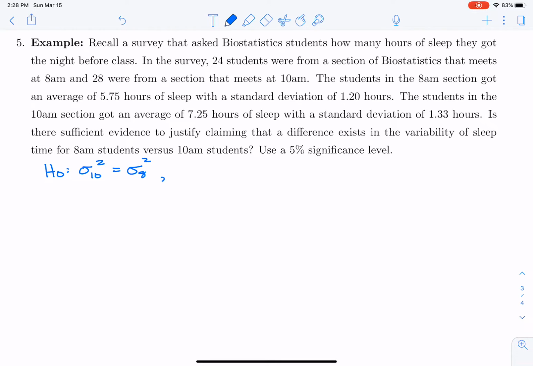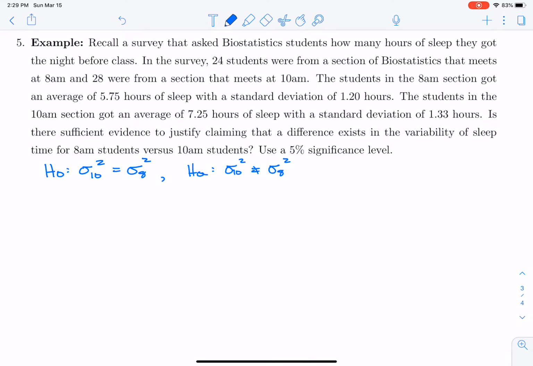The alternative in this case would be that sigma sub 10 squared is not equal to sigma sub 8 squared. Although the sample standard deviation for the 10 a.m. class is larger, I had no reason to believe that the variance was going to be larger for one population versus another before conducting this experiment.